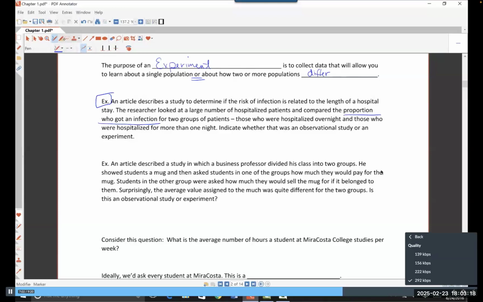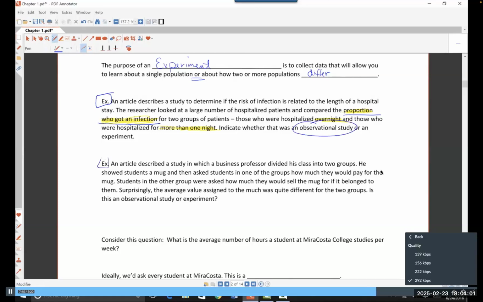What we are looking at is a person who is just looking to see the proportion of people who got an infection. There were two groups: those people hospitalized overnight and those who were hospitalized for more than one night. But this researcher was only looking at data and observing whether or not the people got an infection or not. So that would be considered an observational study.